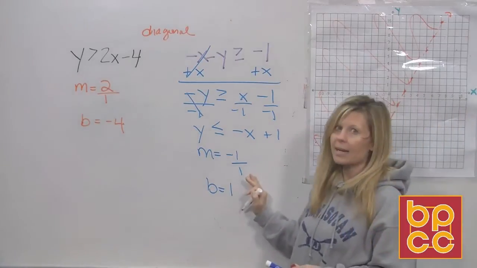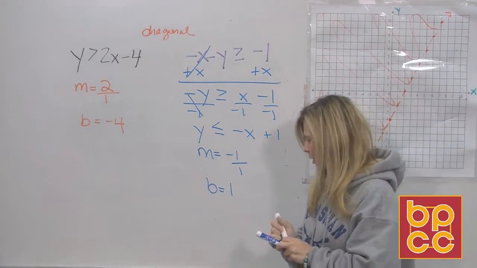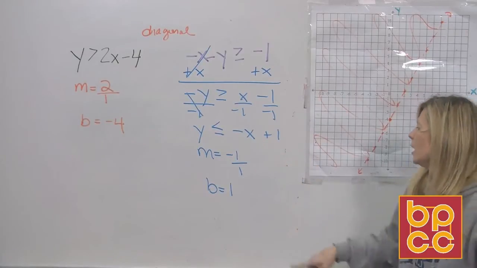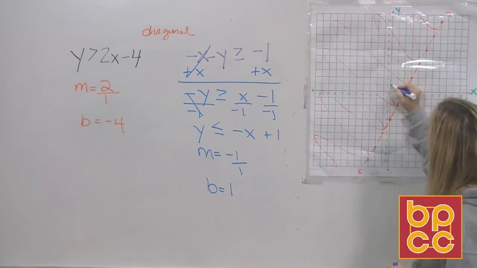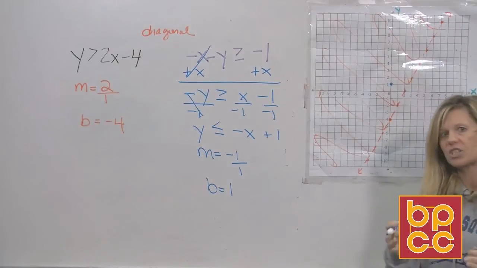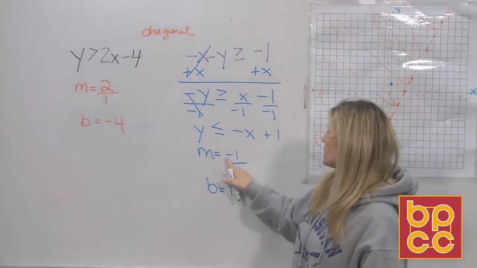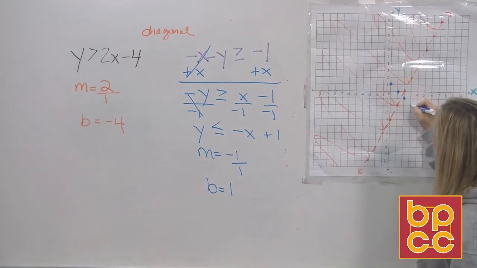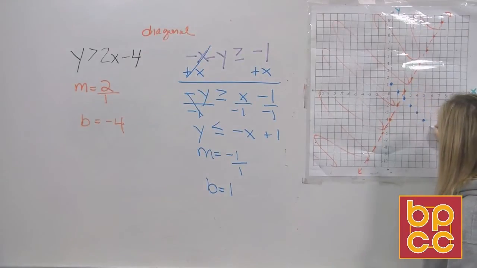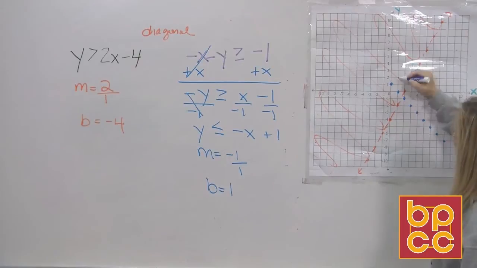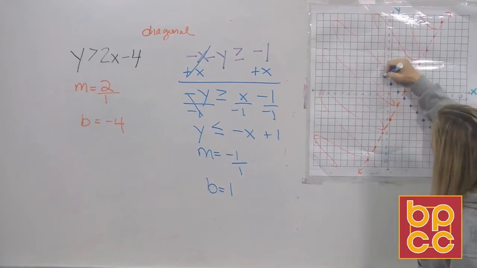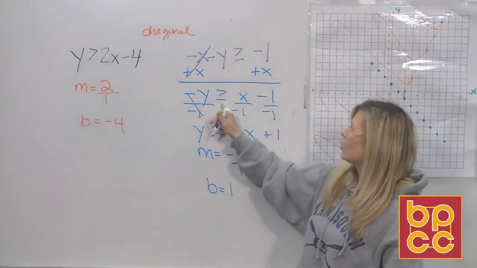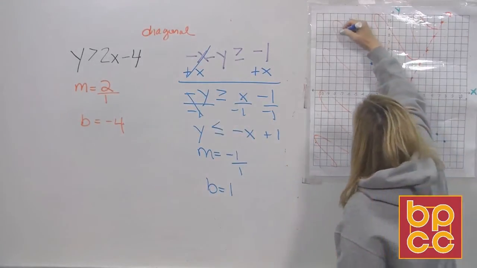Now we have a second inequality to graph. I don't want to shade too dark because I need to still graph another line. We're going to begin at positive 1. And look, I'm doing it in a separate color so it sticks out. My slope is negative 1 over 1, which means down 1 to the right 1, down 1 to the right 1. I could also reverse directions, go up 1 to the left 1. We had an equals, which means this line is solid.